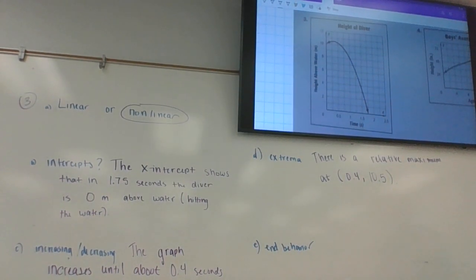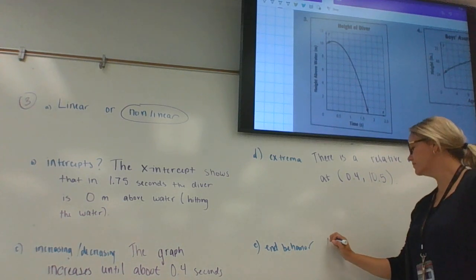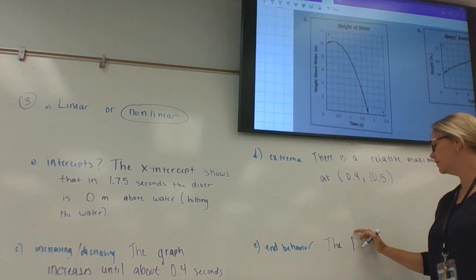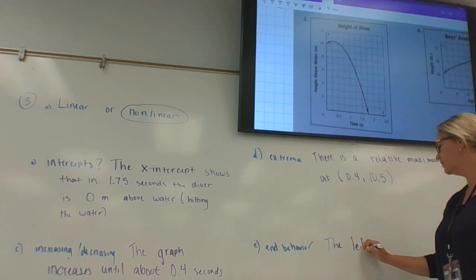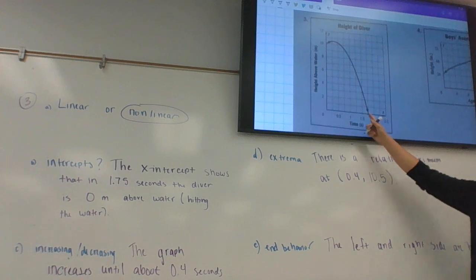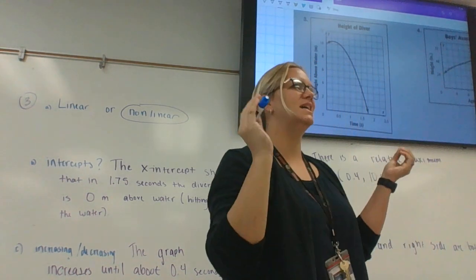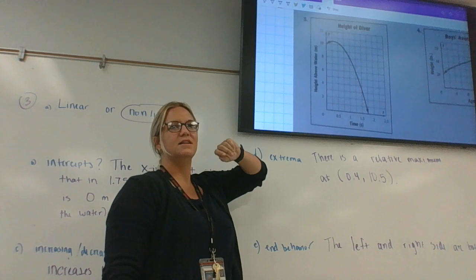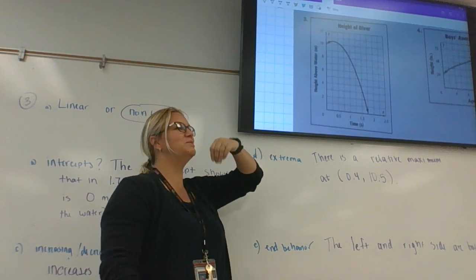And then our end behavior. I'm just going to say the left and right side are both decreasing. I have a bone to pick with this graph, though. My bone to pick is this arrow, because it's not going to go beyond that. I wish it was just a dot. We just have to go below. Oh, you're right. Okay, bone unpicked.